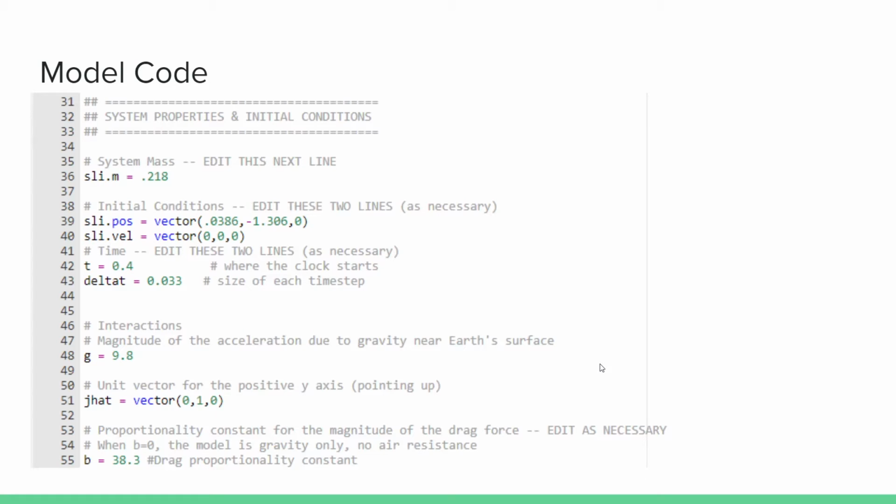Moving on to the code, the first bit showcases the initial conditions, such as mass, velocity, position, time, and the constants. The acceleration due to gravity on Earth is 9.8 meters per second squared. The unit vector j hat is positive 1 in the y direction, and the drag constant, much like in Lab 2, was picked through trial and error to be the best value that matched the observed data.